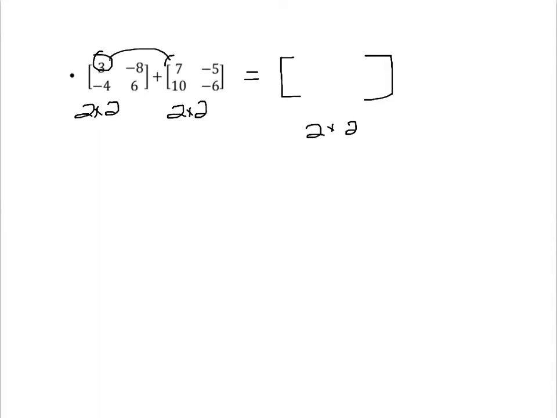3 plus 7 is equal to 10. Negative 8 plus a negative 5 is equal to negative 13. Negative 4 plus positive 10 is positive 6. 6 plus a negative 6 is 0.